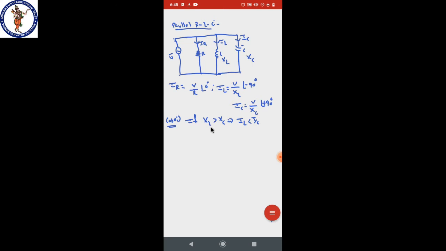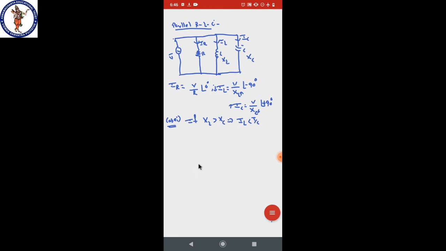The inductive reactance is more, the capacitive reactance is less. But on the current side, capacitive current is more, inductive current is less, because we already know that current varies inversely with reactance. In case 1, IL is less, so IC is high. That's why. Now I will go for the phasor diagram.